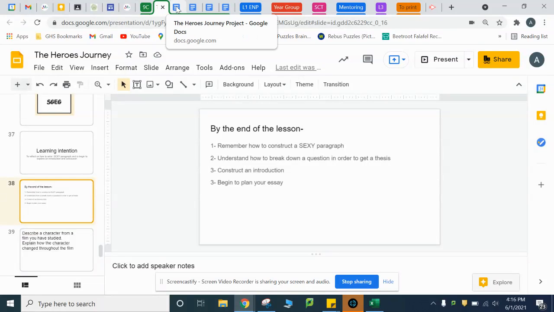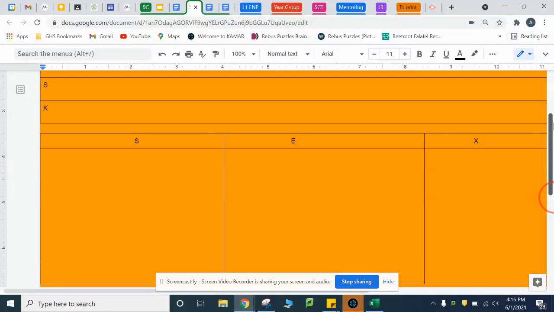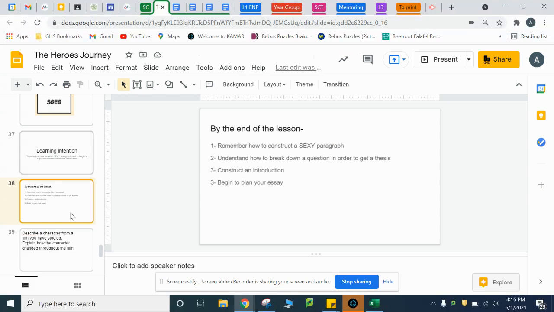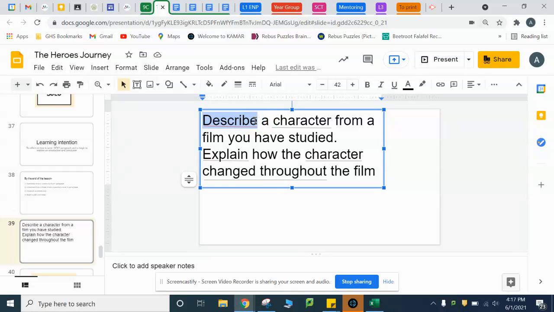So what you need to do is go on to your sexy paragraph practice and go down to the question. Okay, so there are some steps that you need to take in order to be able to break this question apart. The first step, or step number 1, is that you need to be able to highlight the keywords.